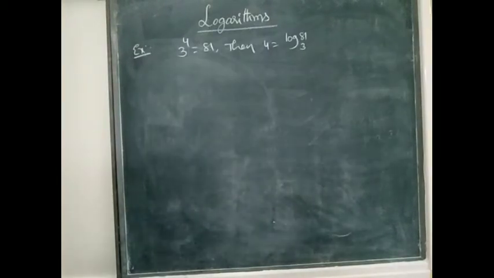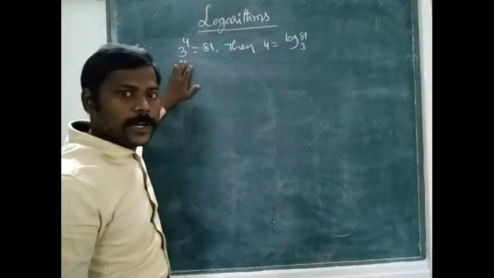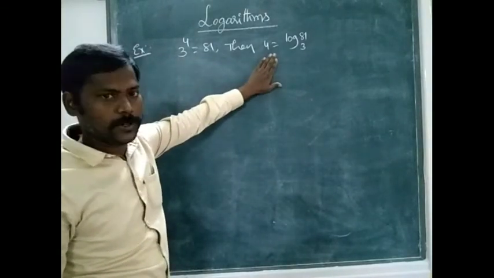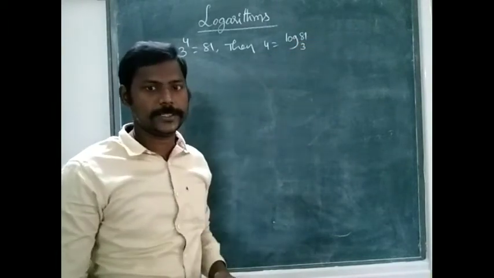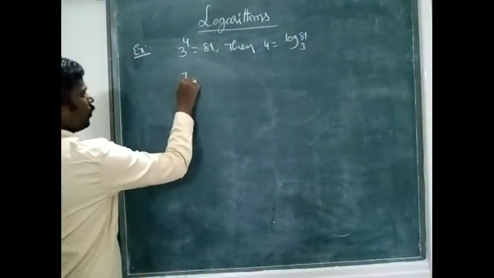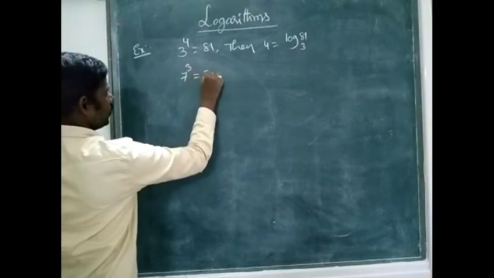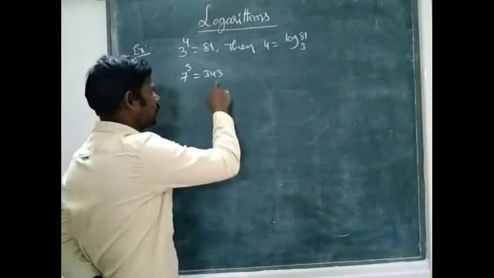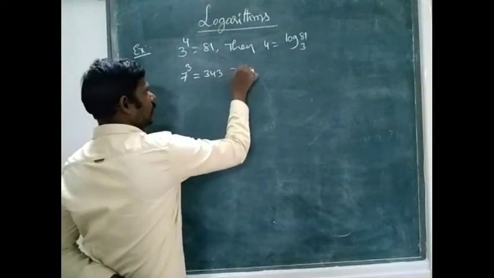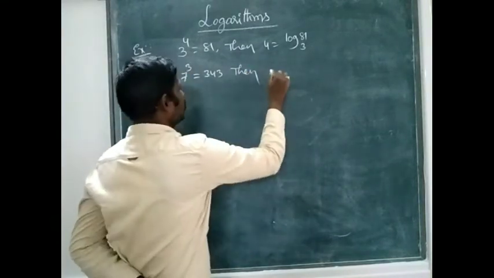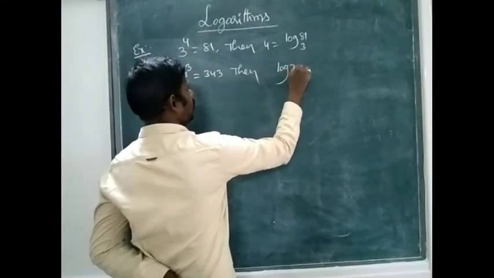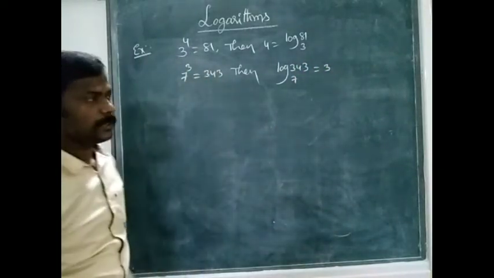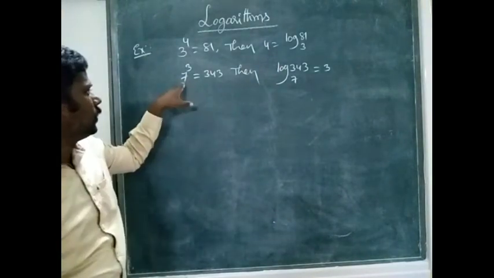So look at this example. 3 to the power of 4 is how much, children? 81. Then how to write it: 4 equal to log 81 base 3. See one more example. We know 7 cube is how much? 343. 7 into 7 into 7, 7 cube is how much, children? 343. Then log of 343 under base 7 equal to 3. Understood or not, children? 7 cube.